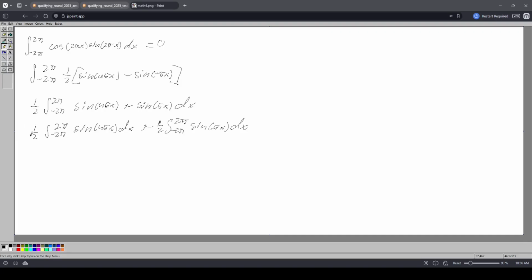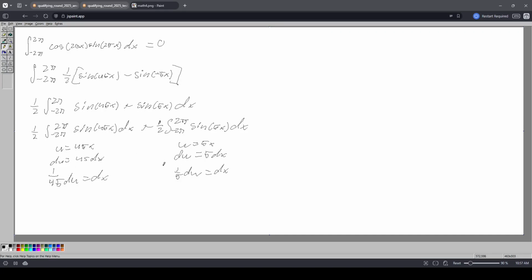We can start doing some u subs to solve this. So u equals 45x, and we'll have this side be w equals 5x. So du is equal to 45 dx, dw is equal to 5 dx. There's no 45 here, so we can just divide it. So we're going to be subbing in 1 over 45 du is equal to dx. For here, we're going to be subbing in 1 over 5 dw is equal to dx.